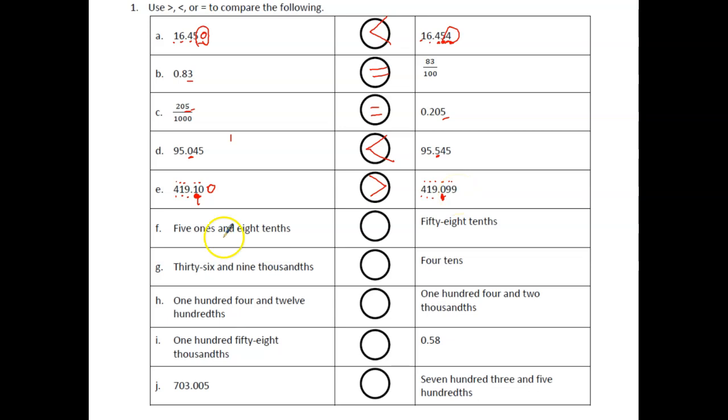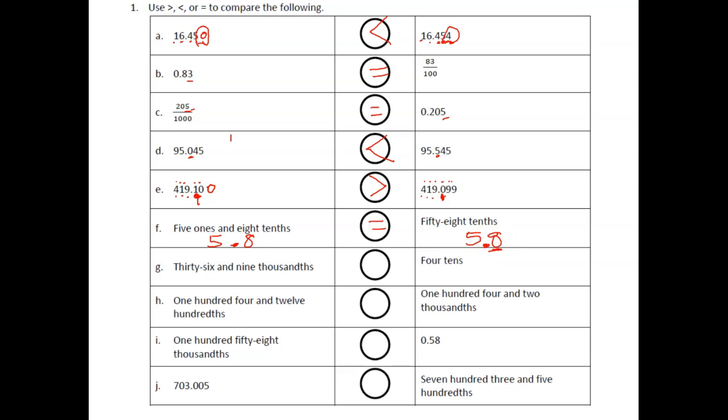All right, picking up the pace here. These two are going to be equal. 5 ones and 8 tenths is the same thing as 58 tenths. Remember, I write the whole number out as 58, and I say, well, 58 what? Tenths. That 8 has to be in the tenths place. So therefore, my decimal is going to be there.